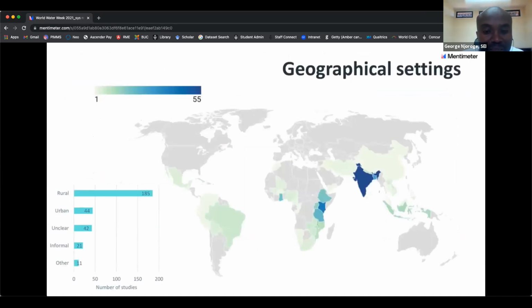Then we tried to rank our findings according to the geographical settings where the interventions are made. We find most of the interventions being done in Asia, specifically in India, and a number of them in Africa, with Kenya having the most interventions in the region. We also found that most of these interventions were in rural settings, and fewer in urban settings. In the urban settings, we had informal and formal settings, with quite a number in informal urban settings. Next slide, please.